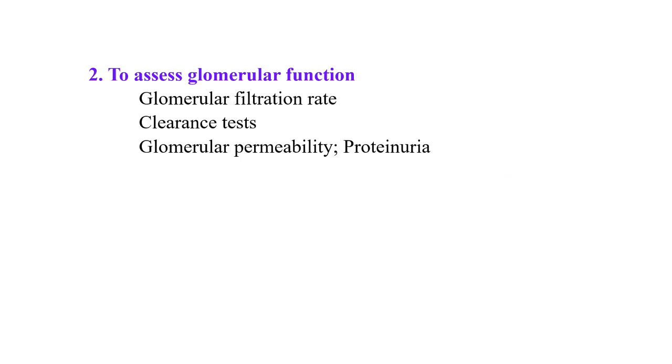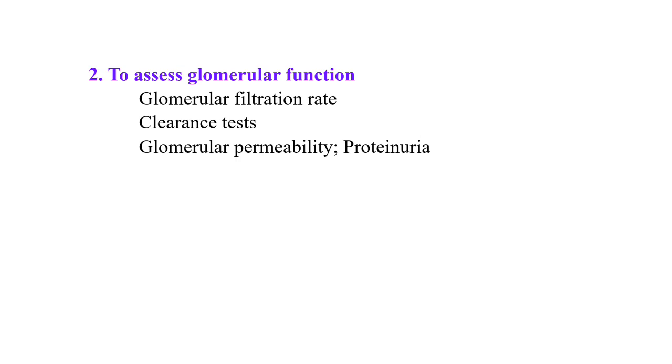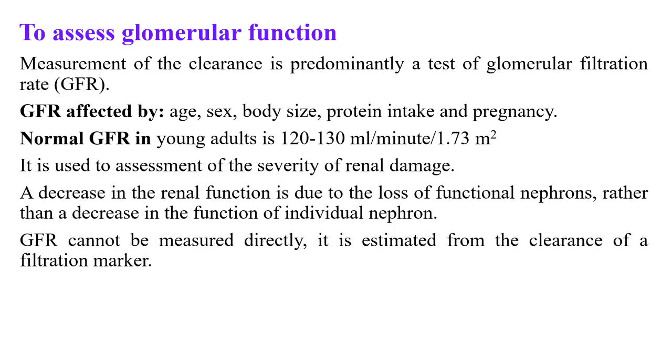Another one is to assess the glomerular function. To assess the glomerular function, measurement of clearance is predominantly a test of glomerular filtration rate. The main function of the glomerulus is filtration. The glomerular membrane is selectively permeable to some components. Albumin is a high molecular weight component which cannot be filtered through the glomerulus. If affected, it will be excreted into the urine.